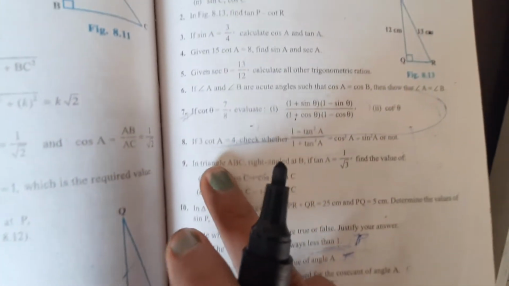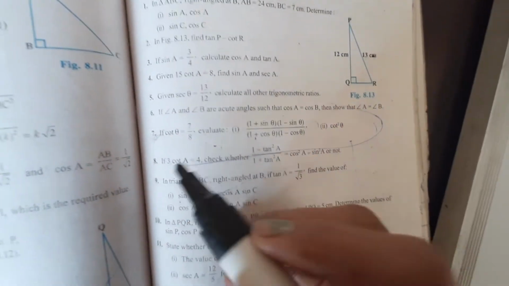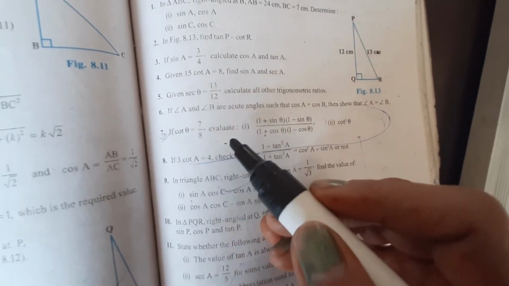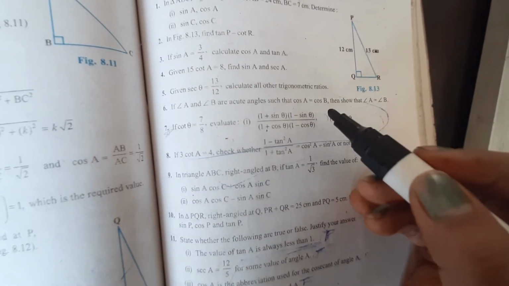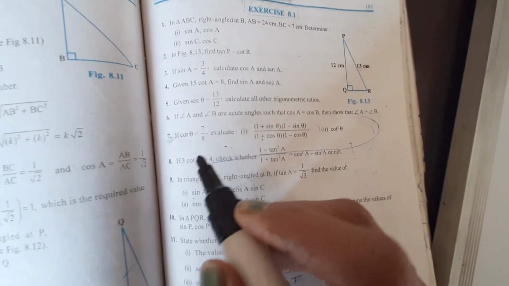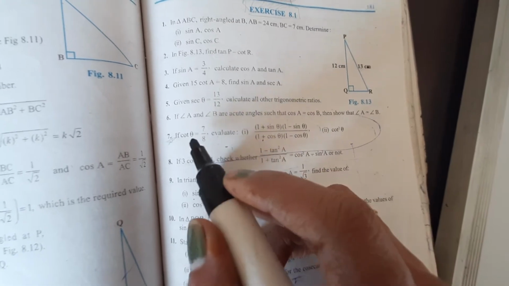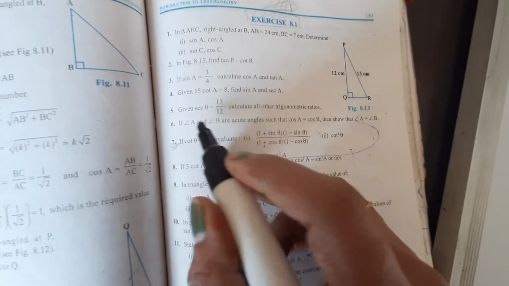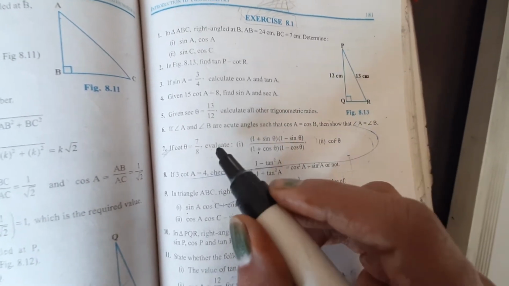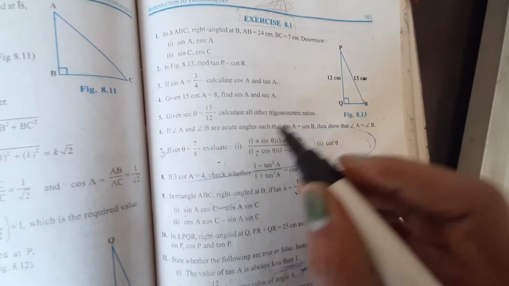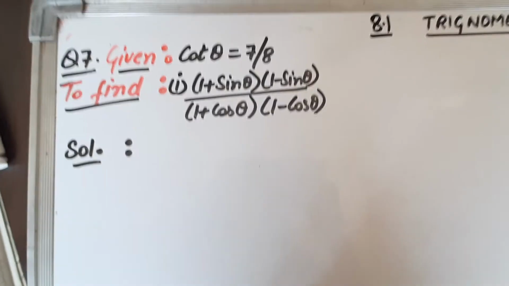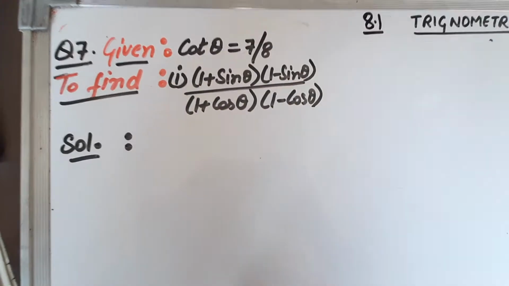Now in question number 7, what is given to us? If cot theta is equal to 7 by 8, evaluate this. So before doing question number 7, let me tell you the angle theta is given to you. So let us start with this question. We have to evaluate this. Evaluate means we have to take out the value of this part, and two parts are there. So let us start. So we will start with the given part.